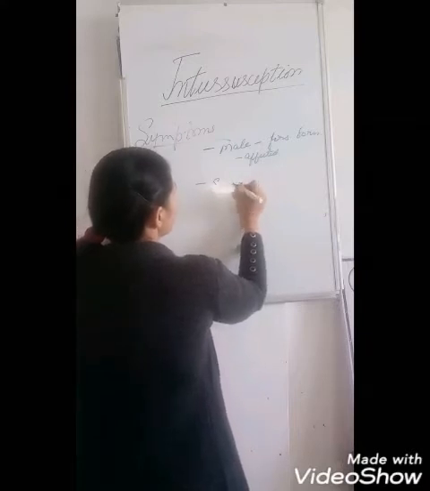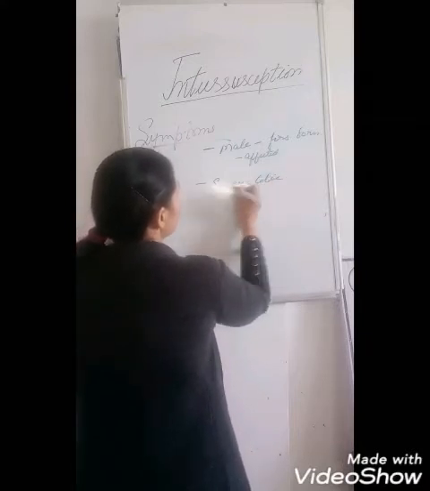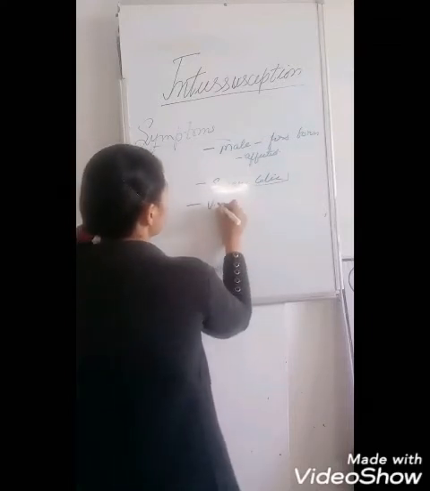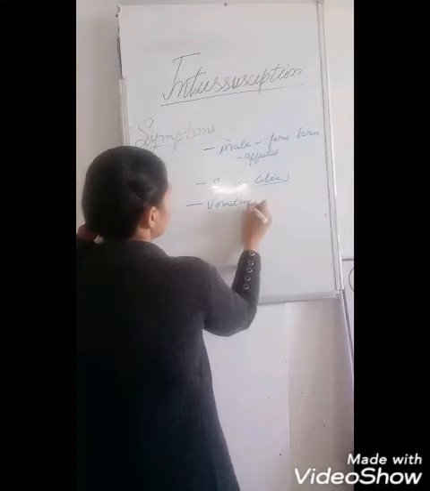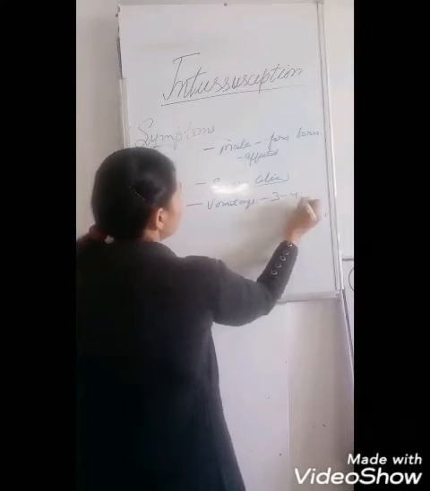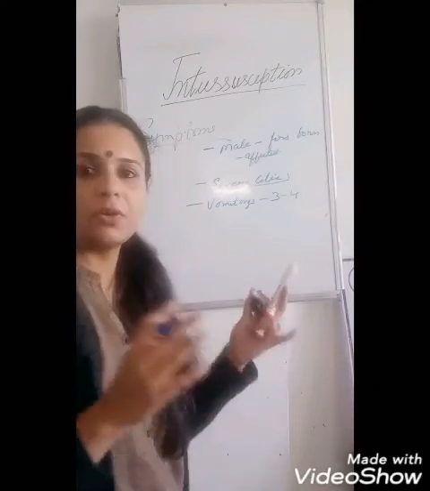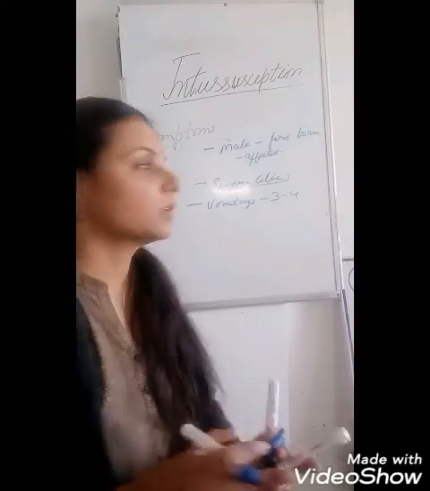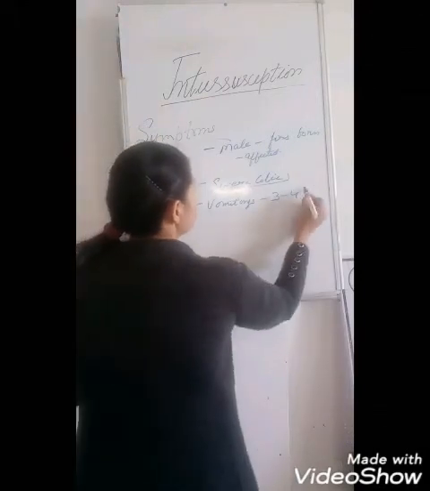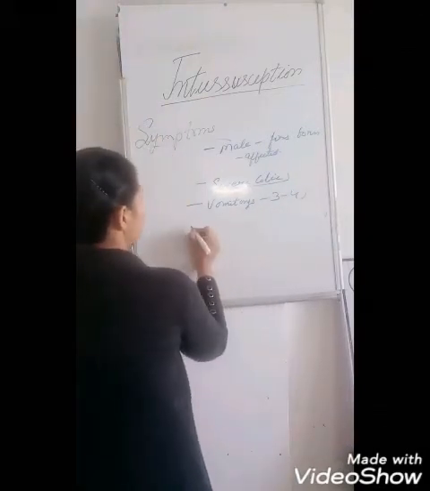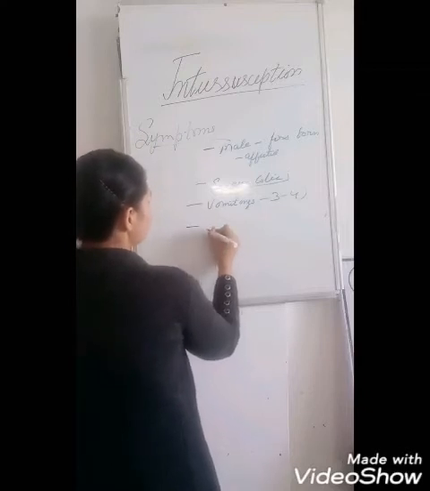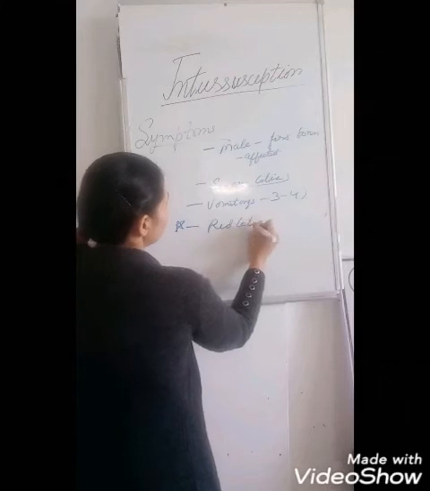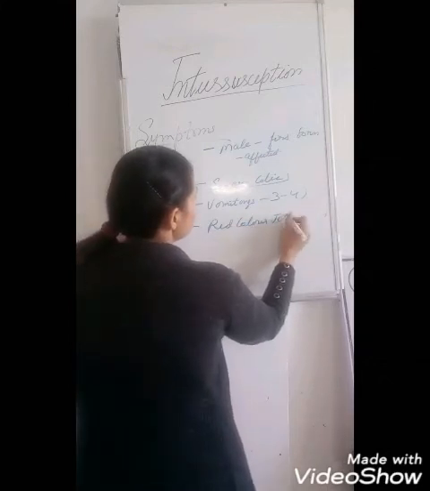There is severe colic or abdominal pain, and there are vomitings, usually 3 to 4 vomitings because of the pylorospasm, and afterwards due to the obstruction. There will be frequent vomitings, could be 3-4 times. Then the marked symptom, which is very important: red colored jelly stools.